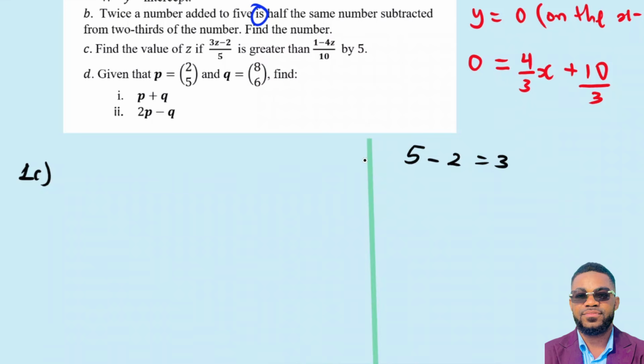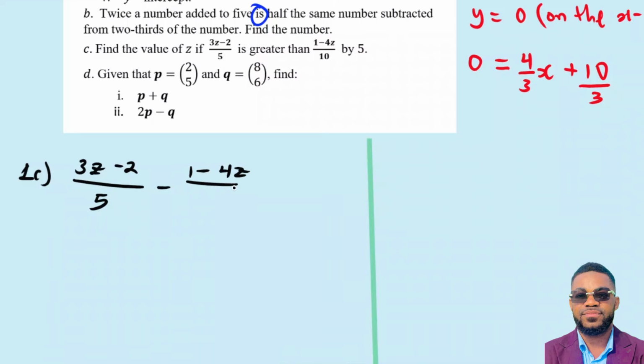So that's the idea that I'm going to use here. So let's get it right now here. It's going to be (3z - 2)/5 - (1 - 4z)/10, and that should give me 5. So that's the interpretation of this statement.